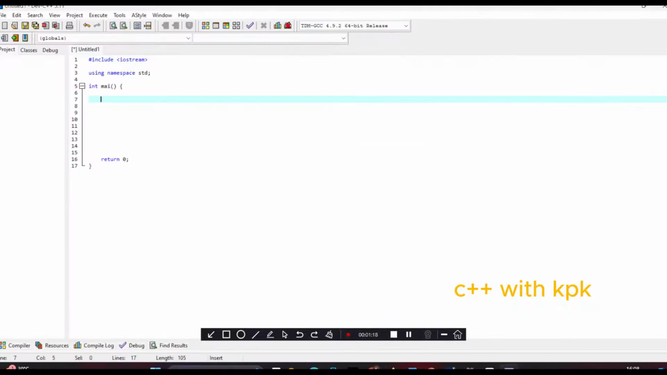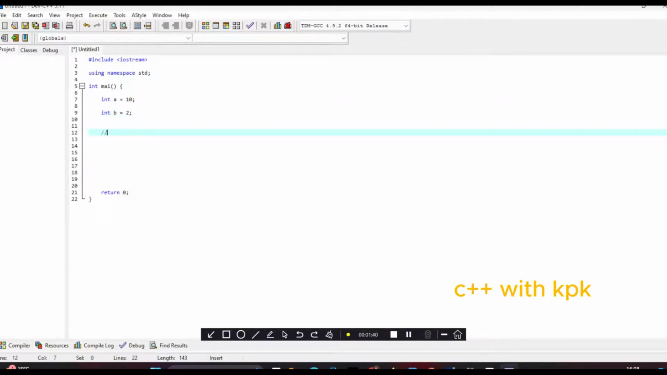So let's declare variables. Let's say two variables of integer type. So variable A, let's say 10, and B, let's say it equals 2.